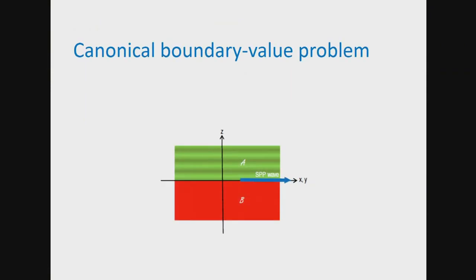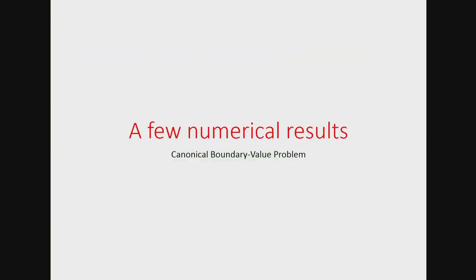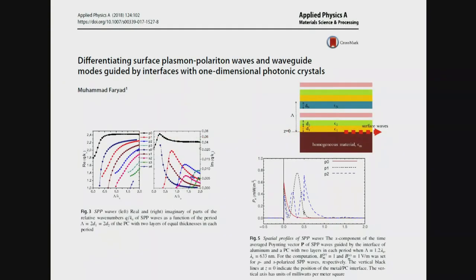We can study these waves in several ways, but one of the basic approaches is what we call a canonical problem, in which we take two materials and both occupy half space. So this is going to infinity, this is going to infinity, so that there is only one interface left to interrogate, and when we get the solutions, there is no confusion about whether it is a surface wave or not. So let's see a few numerical results.